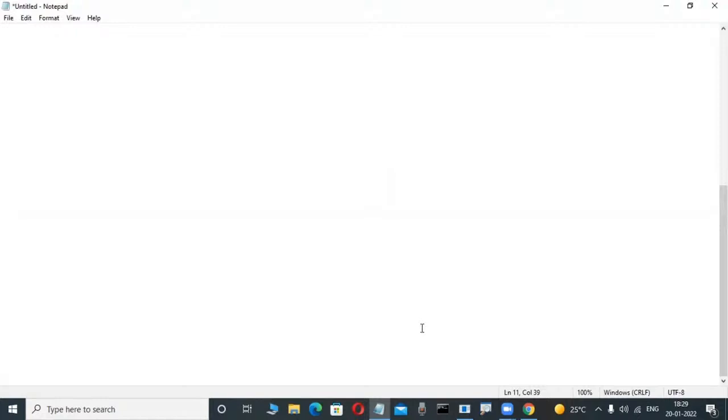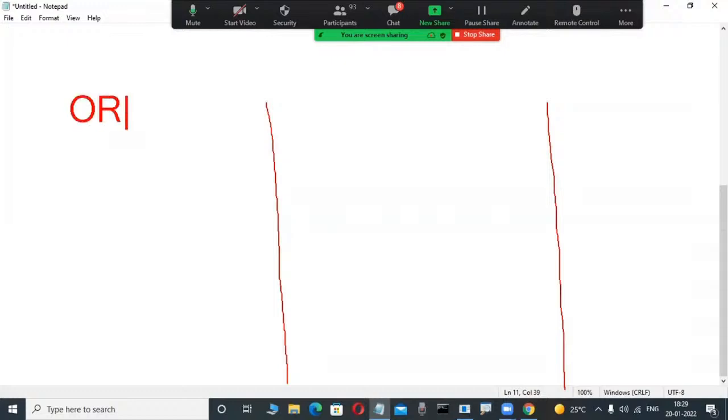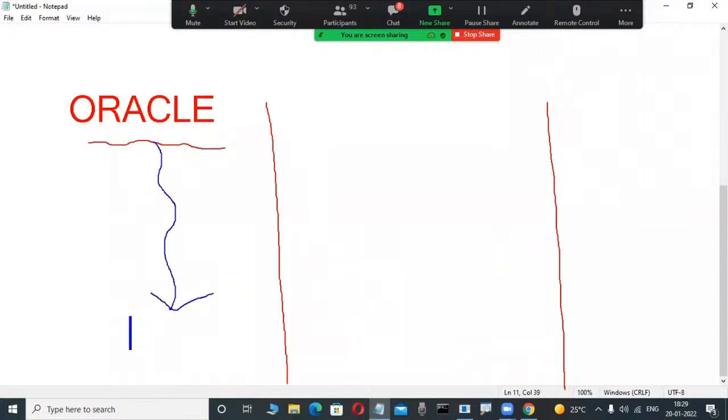Concentrate for five minutes. Suppose I am working in a company on Oracle projects. Oracle is a relational database product. If I want to operate this relational database product in my company, I use SQL, which is a language. Observe here, SQL is a language.